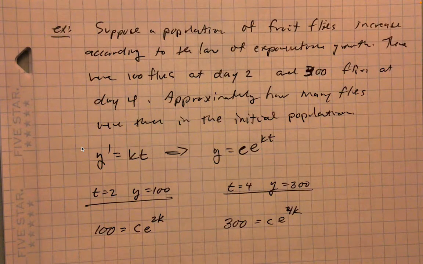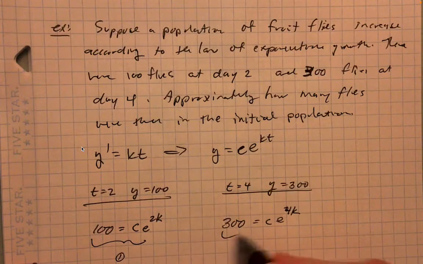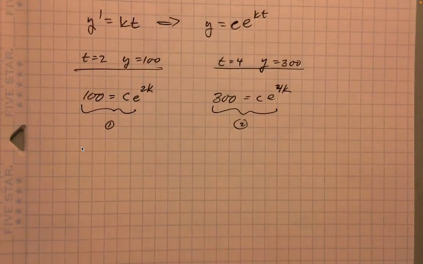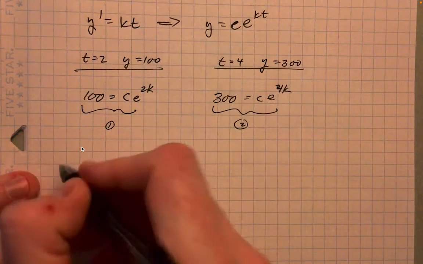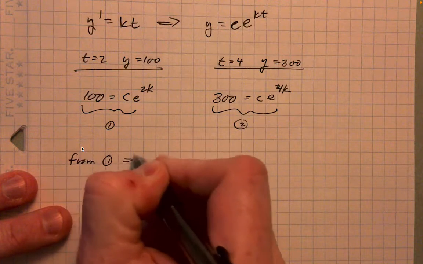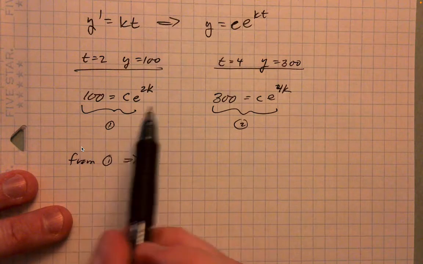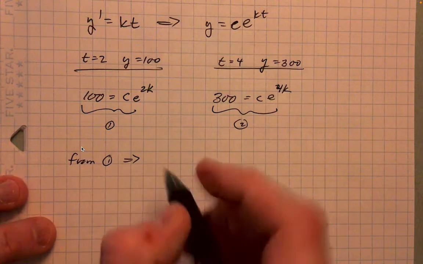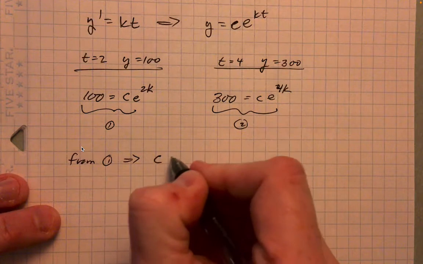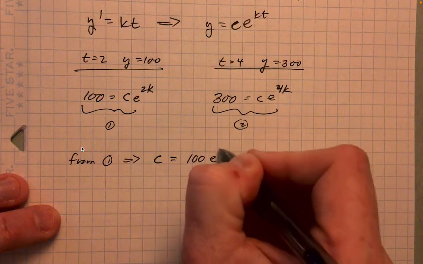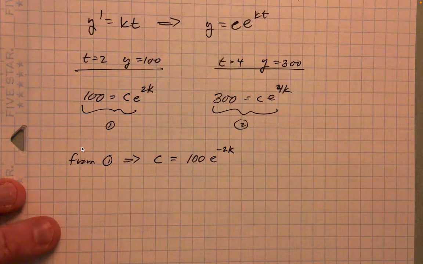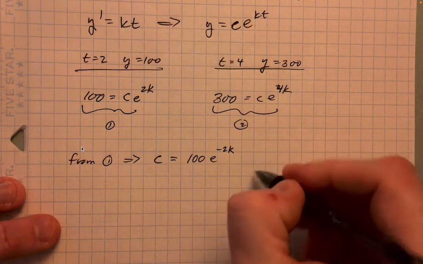Okay, so we have these two models, and we'll just refer to this as equation 1, and this will be equation 2. It's frequently useful to number your equations. Okay, so from 1, basically you can divide both sides by e to the 2k. And so c is equal to 100 e to the negative 2k. Right, and we can plug this into 2.